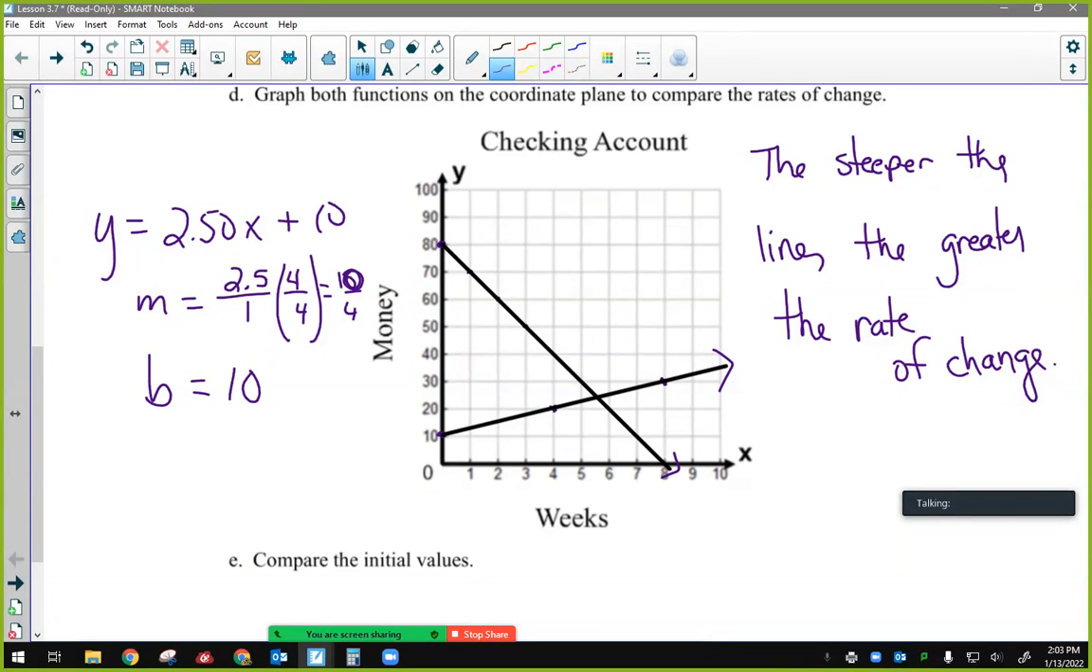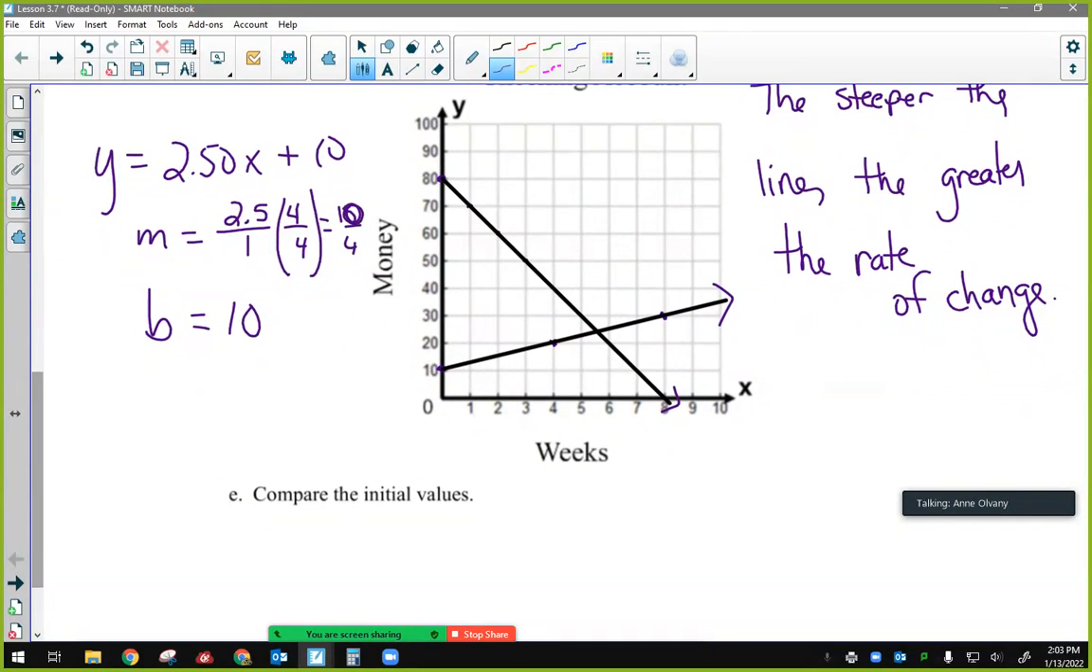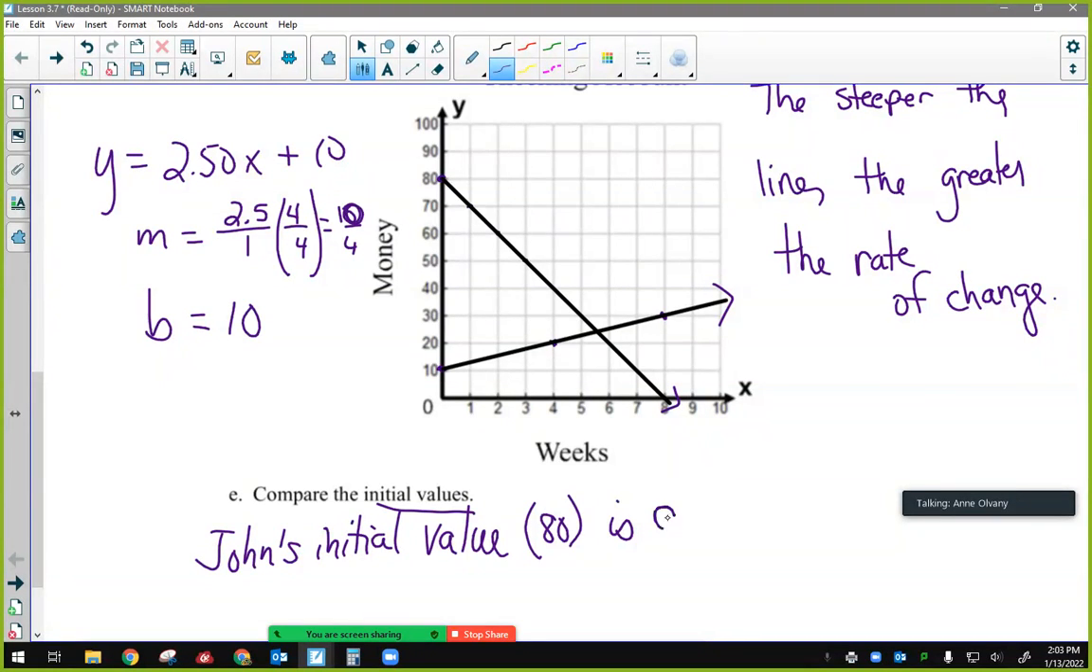Sally rated to. No, initial value. No, you said right. I did, I meant the initial value. John's initial value is greater than Sally's. Good, yeah. John's initial value, and I'm actually gonna put parentheses 80, is greater than Sally's, and I'm gonna put parentheses 10. That was really bad writing.